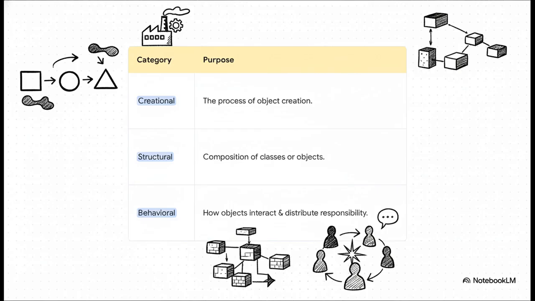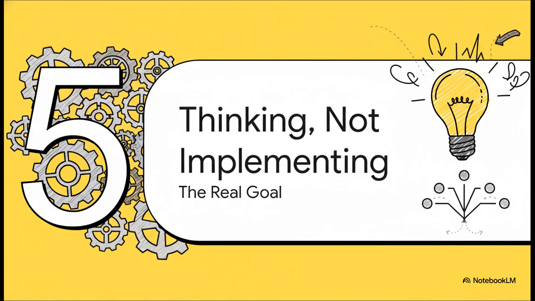Second, structural patterns. Think of these like Lego bricks for your code. They help you put classes and objects together into larger, more useful structures. And finally, you have behavioral patterns, which are all about how objects communicate with each other to get things done. We won't go deep right now, but just knowing these categories gives you a really powerful way to think about them. And that brings us to what I believe is the most important lesson of this entire explainer.